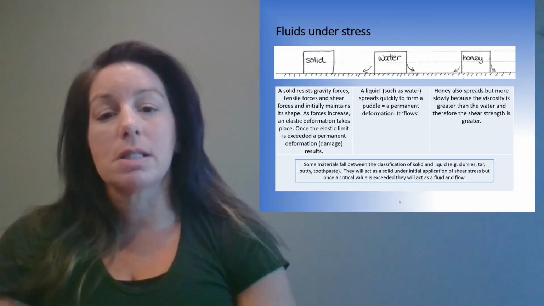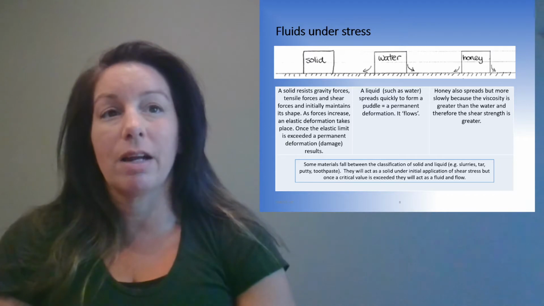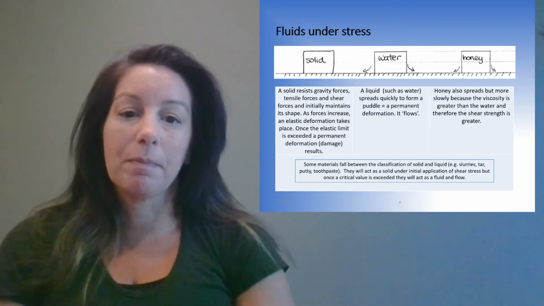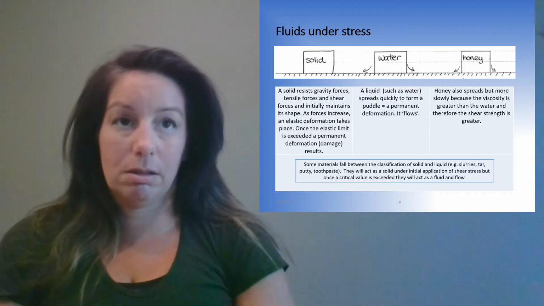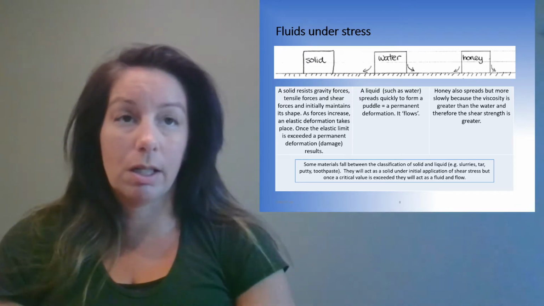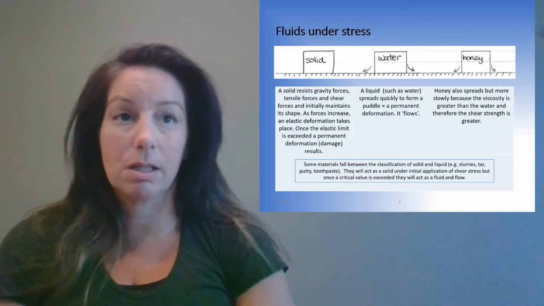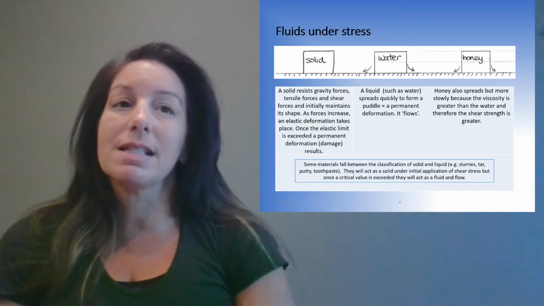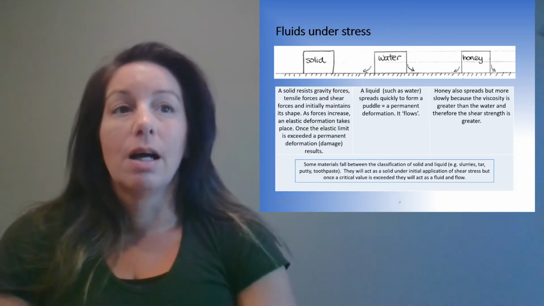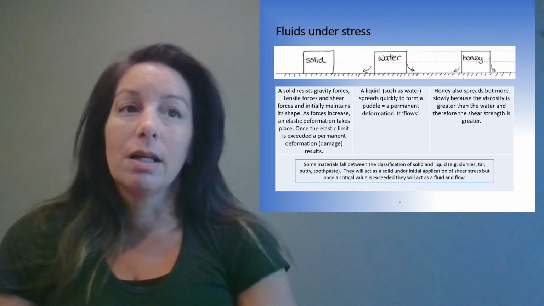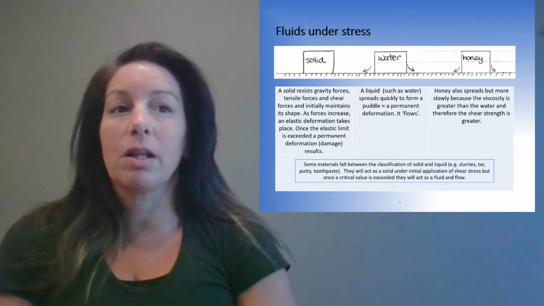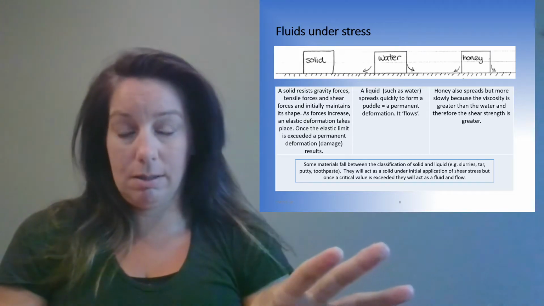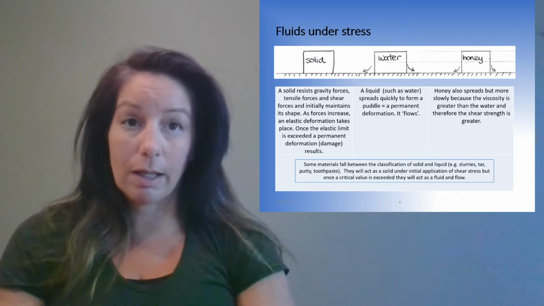In a liquid such as water, it spreads quickly and forms a puddle, aka permanent deformation. It flows, okay? If you take a cube of water and put it on the counter, it's going to turn into a puddle. Honey is different from water and different from a solid. It spreads, but more slowly, because the viscosity is greater than water's and therefore it has a greater shear strength. Viscosity will be the second portion of this lecture. We'll talk a little more about that.